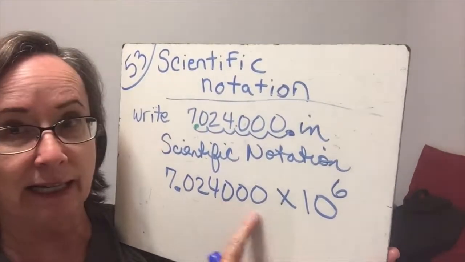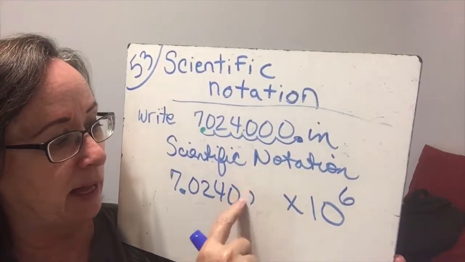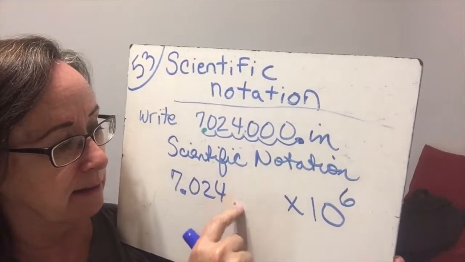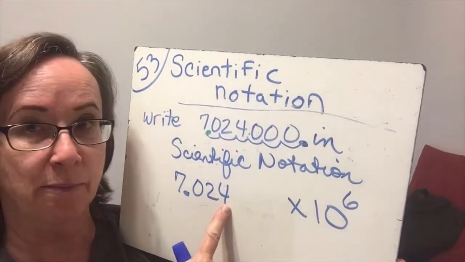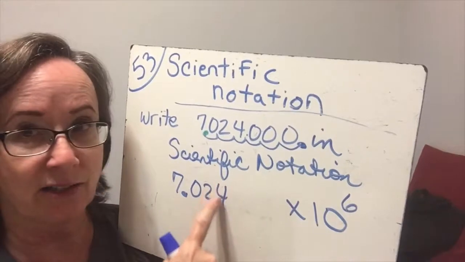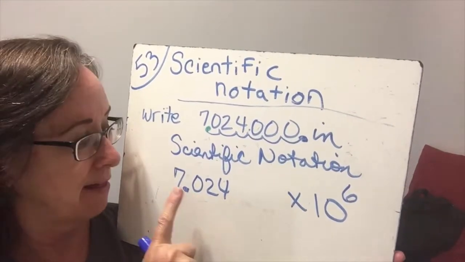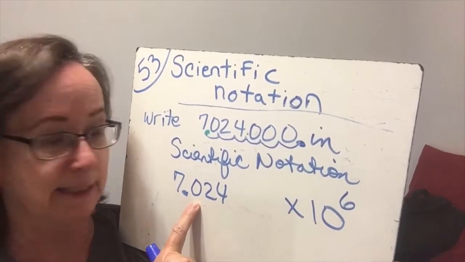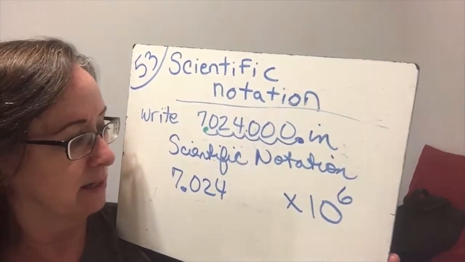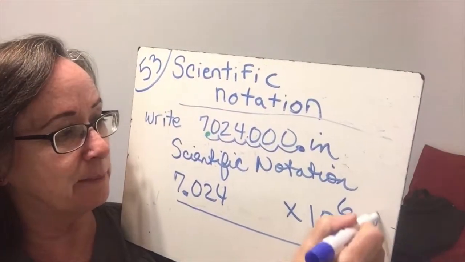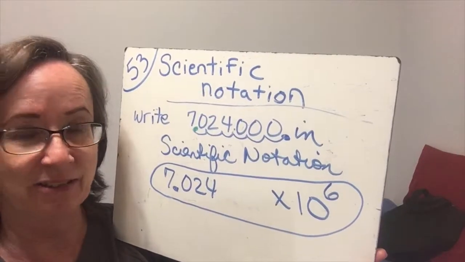Now, I'm not going to leave these zeros here. These zeros right here are absolutely meaningless because they come after the decimal and they come after the last non-zero digit. Now, this zero I can't get rid of. This zero is holding a place. But those 3 zeros at the end were holding nothing. So now this is my new number, and this new number is in scientific notation.